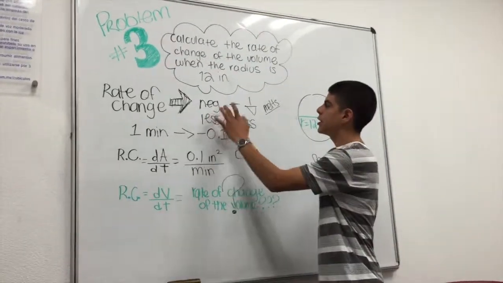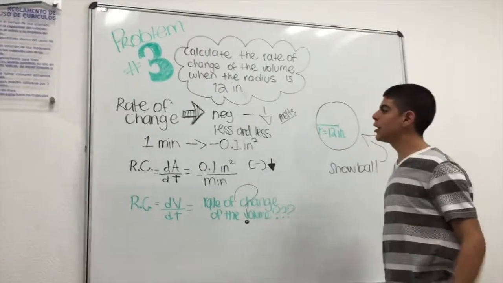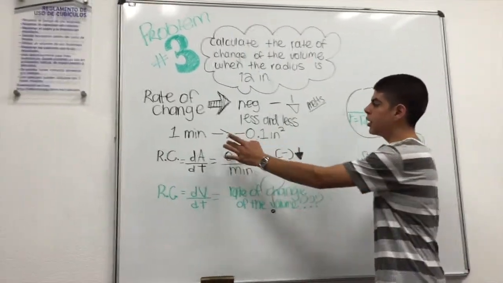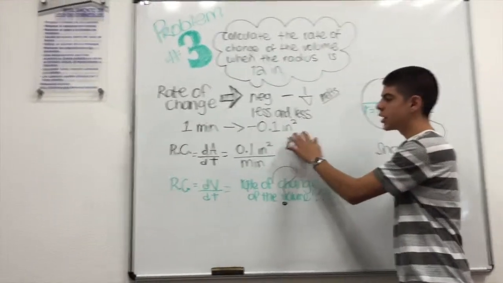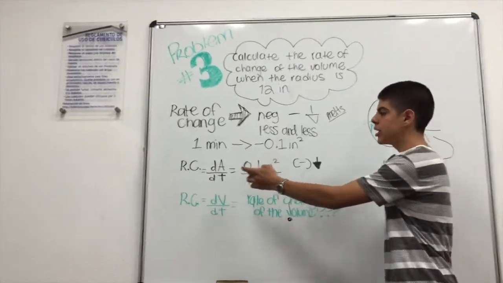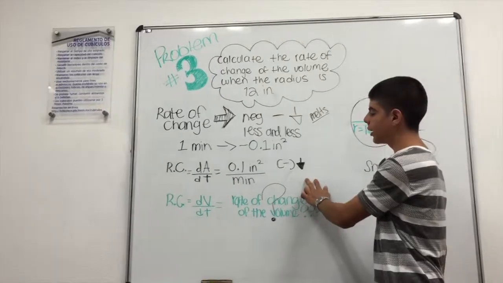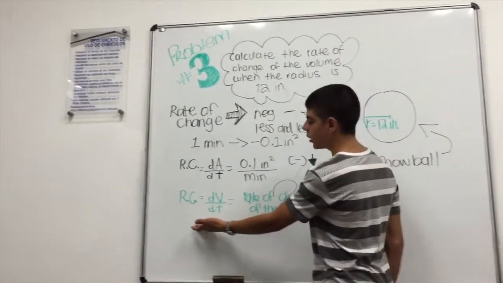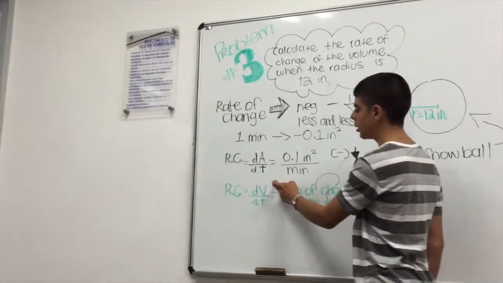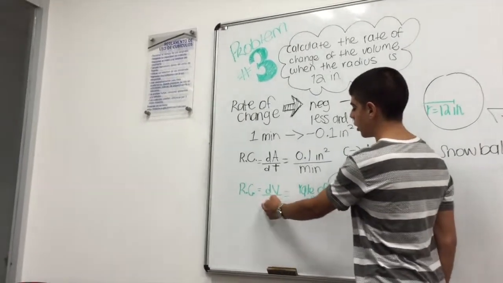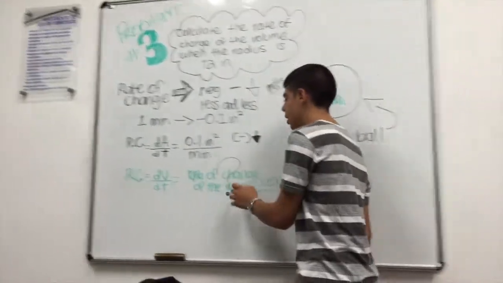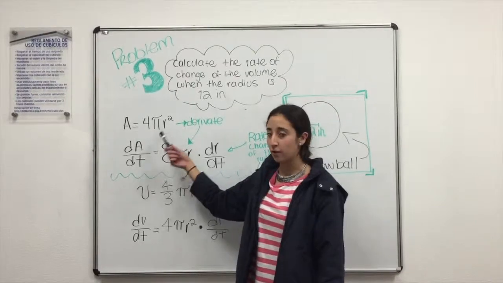The rate of change is negative because it is melting, and every minute this quantity is dropping. We have the rate of change is this formula, and when substituting we have the negative result. Now we have to calculate the rate of change between the differential volume and the differential time. Then we have our formula of the area.